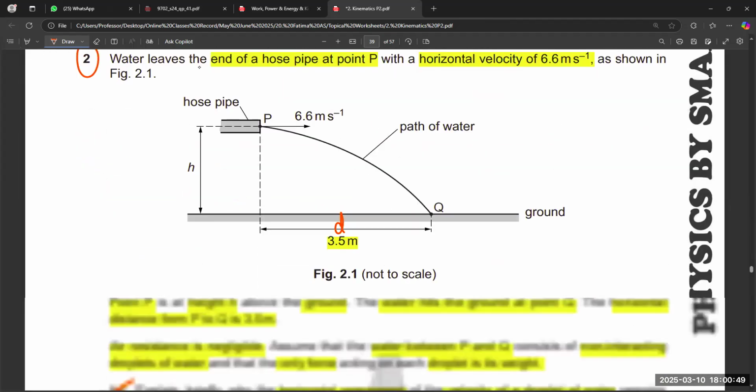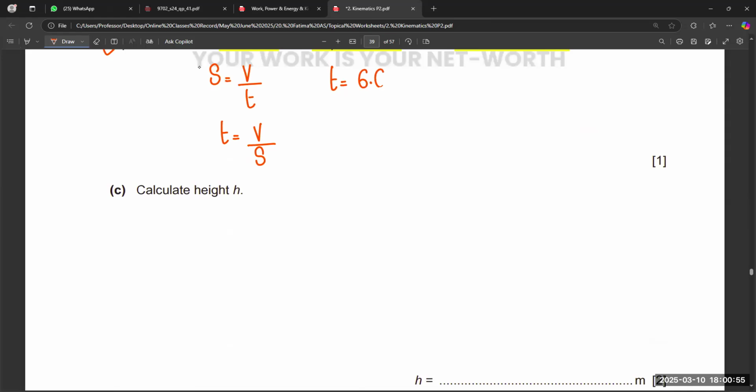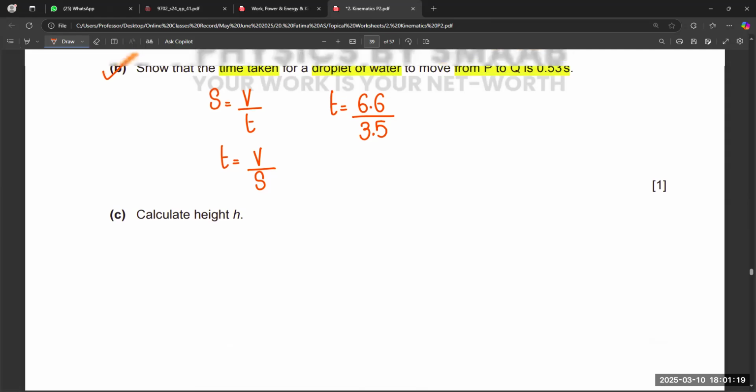Speed is 6.6, distance 3.5. If you apply this equation, v squared equals u squared plus 2as, the problem is that horizontal velocity always remains the same and acceleration is 0. From that equation, time is not given. So how do we calculate time from that equation? That's why we have to use this equation, because time is what we need.